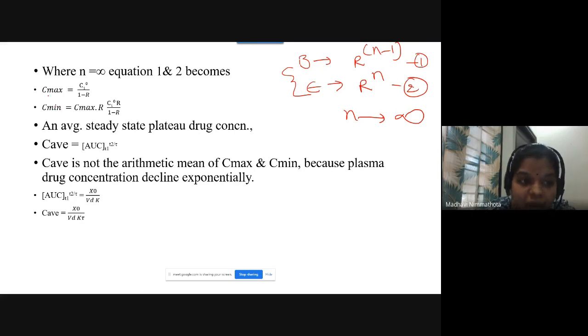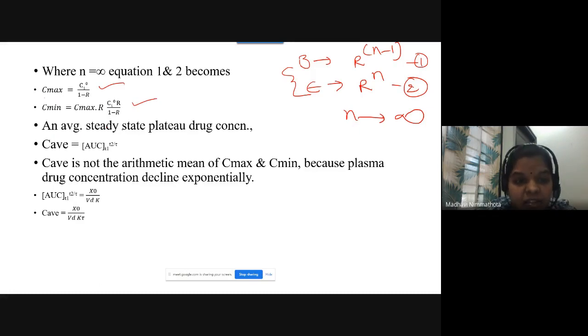If it is the maximum concentration, the equation is C max equals C1, the initial concentration at the first dose of the drug, divided by 1 minus capital R. And C minimum is equal to C maximum into R, that is C1 R to the n minus 1, divided by 1 minus R. So these two equations you can remember like this: this is C maximum and this is C minimum.